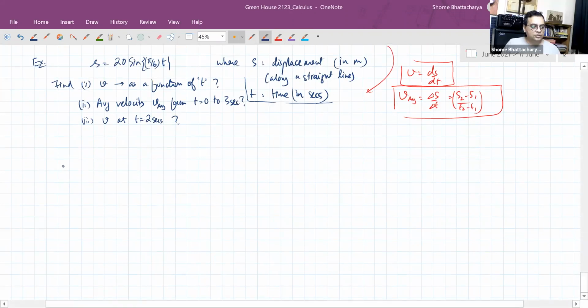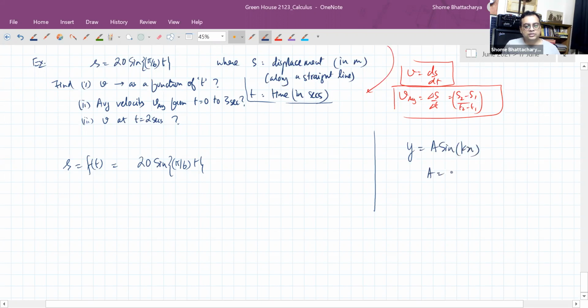So basically we'll just use this concept. S is some kind of function of time, and that function is given to us like this: 2 sine pi by 6 t. You just want to understand the form of that function. You can compare it to something like y is equal to a sine kx type of function, where a is a constant and k is also a constant, which is pi by 6.